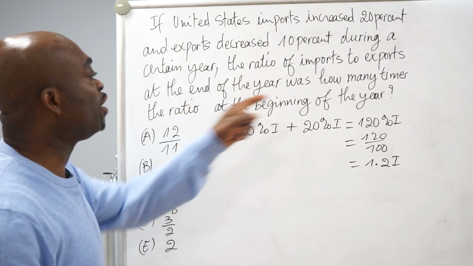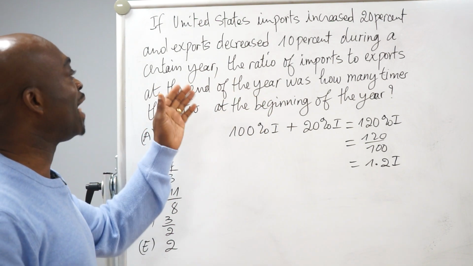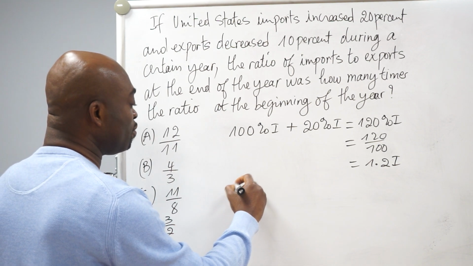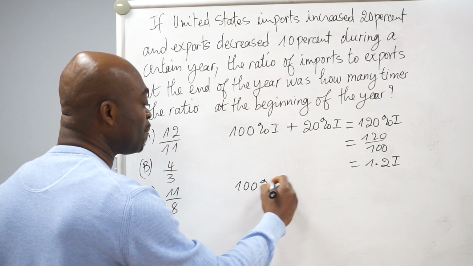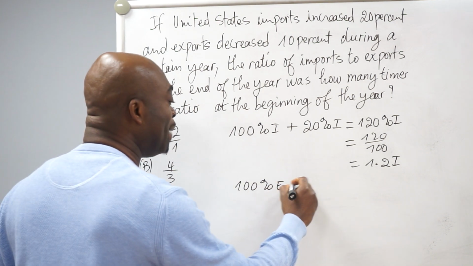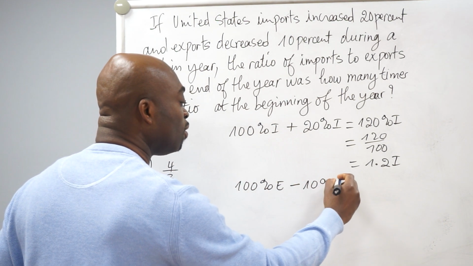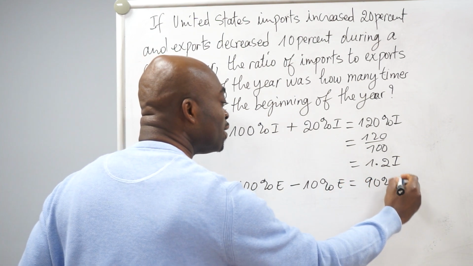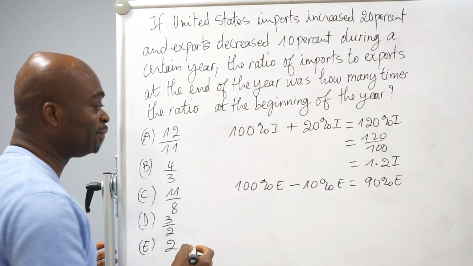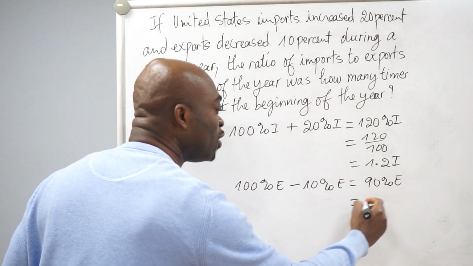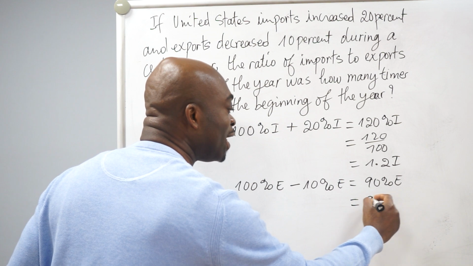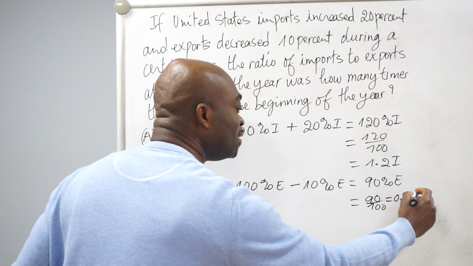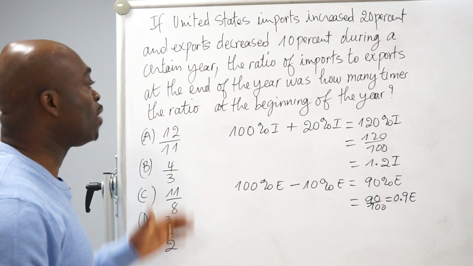Now, at the end of the year also, again, what's happening? The export decreased 10%. So if we also have 100% of export, minus 10% of export, that would give us what? 90% export. So we're putting these into perspective here. So now, this one also is 90 divided by 100, which is what? 0.9 export.